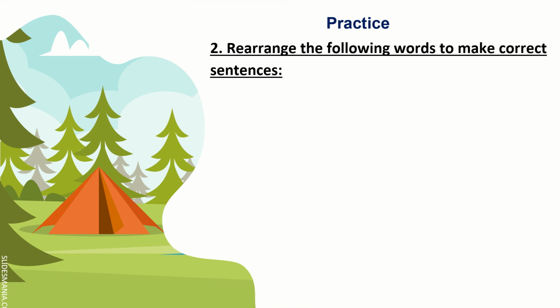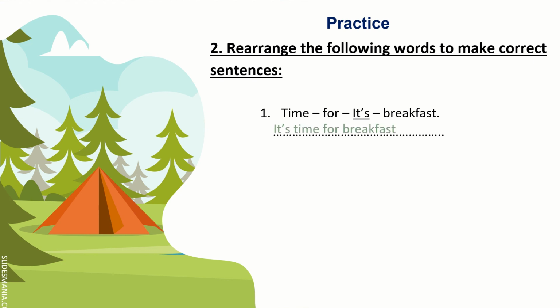Rearrange the following words to correct the sentence. Time for its breakfast. And I have underlined the word its. So we will start with it's. It's for? Of course not. It's breakfast, maybe, but we have the word for. It's time for breakfast. Excellent.